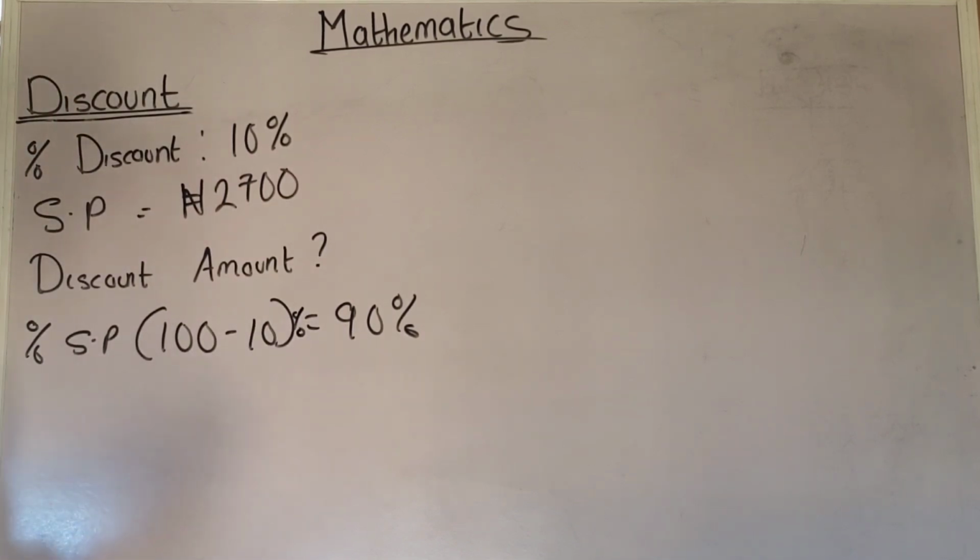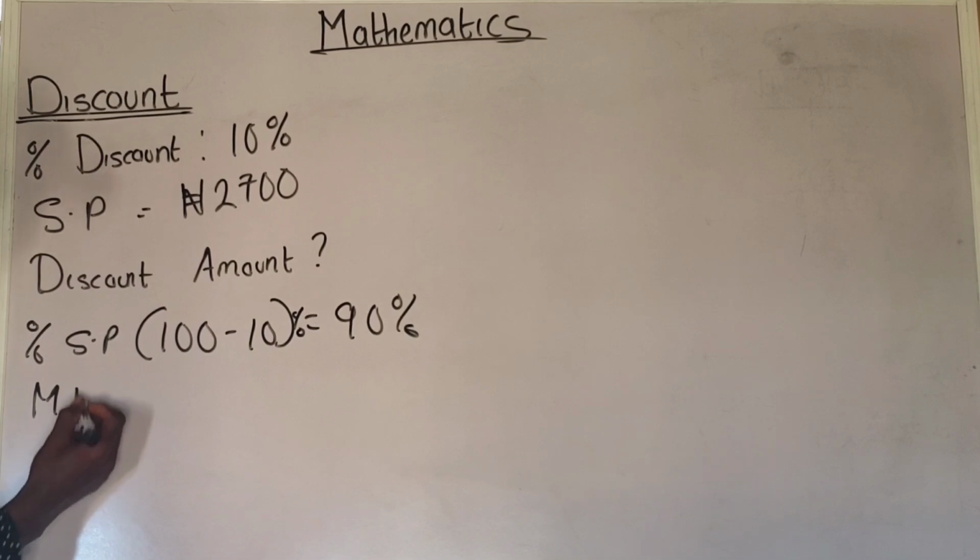So, since discount is always expressed as a percentage of the mark price, as I told you in our previous class, I'm going to have 90% of the mark price. I don't know the mark price. I need to determine the mark price so that I can calculate the discount, because discount is equal to mark price minus selling price. So, let the mark price be X.